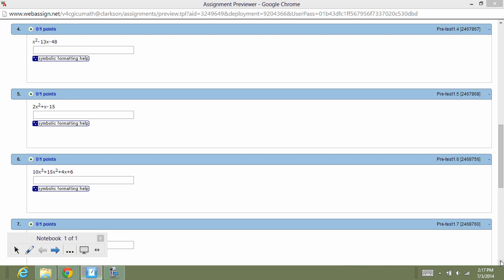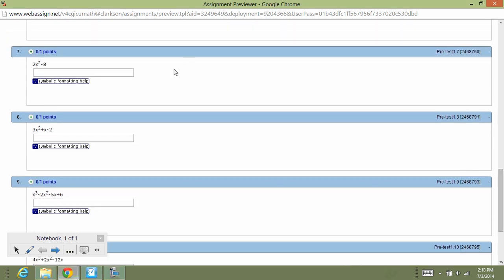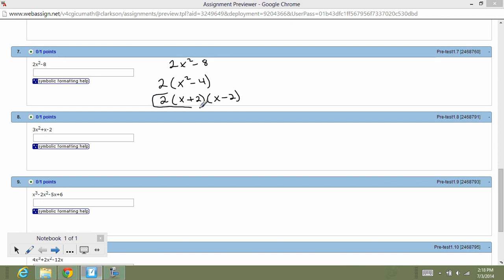So question 7 is fairly straightforward. 2 times x squared minus 8. Factoring first the 2 and being left with x squared minus 4. And if you left your answer as that, of course, it would be incomplete because the x squared minus 4 is a difference of squares. And so we want to factor that into an x plus 2 times an x minus 2. And that would then be a final answer for question number 7.